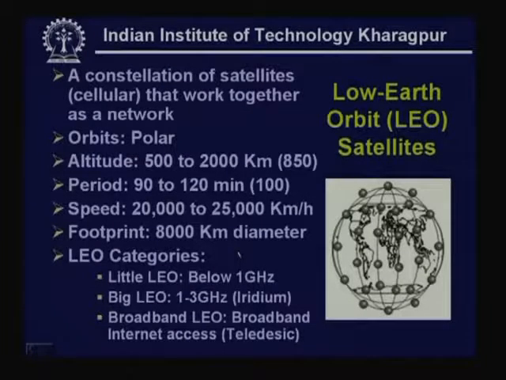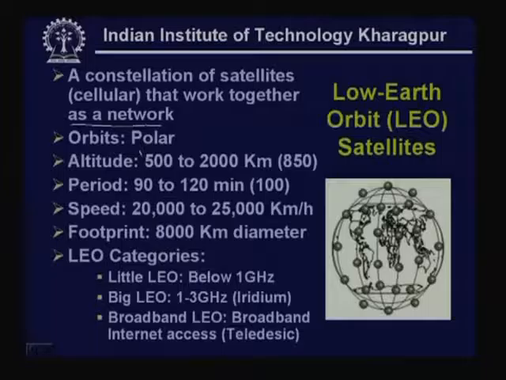Now, let us consider the low Earth orbit satellites. There are several examples. Essentially, a single satellite is not used. A constellation of satellites, very similar to a cellular telephone network, is used that works together as a network. So, not a single satellite, but a constellation of a number of satellites are used in the low Earth orbit to form a network.